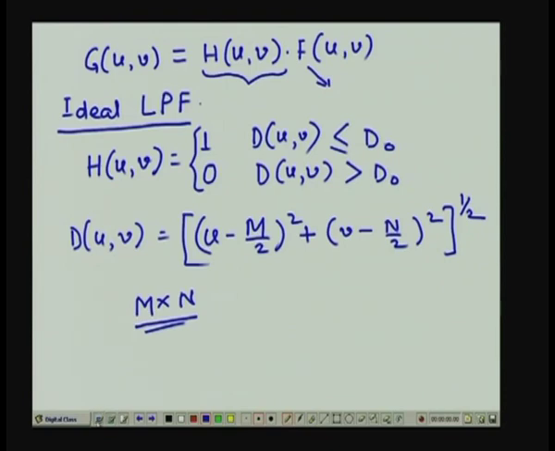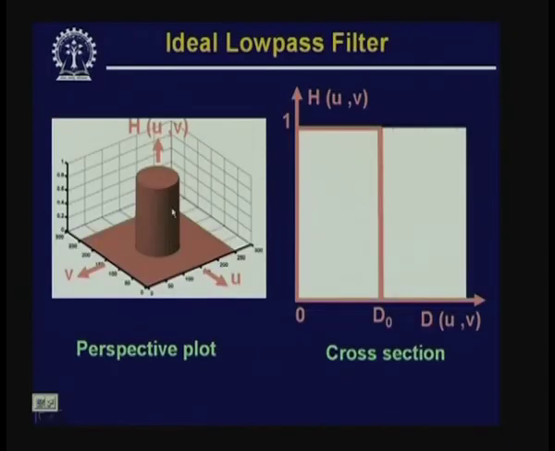A plot of this kind of function is like this. Here you find that the left hand side shows the perspective plot of such an ideal filter, whereas on the right hand side we just show the cross section of such an ideal filter. And in such cases, we define a cutoff frequency of the filter to be the point of transition between H(u,v) equal to 1 and H(u,v) equal to 0. So, in this particular case, this point of transition is the value D0. So, we consider D0 to be the cutoff frequency of this particular filter.